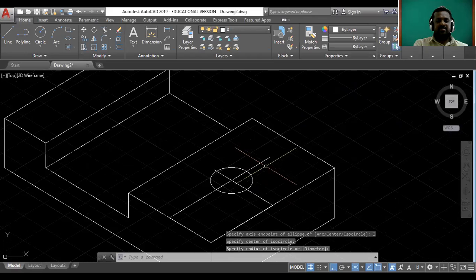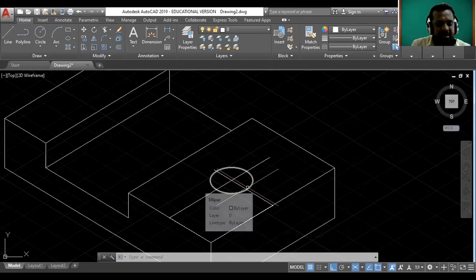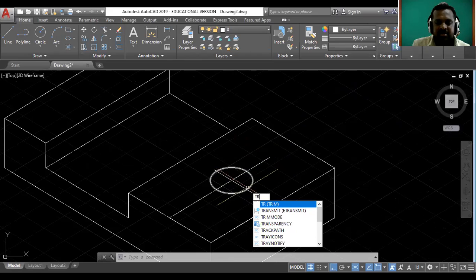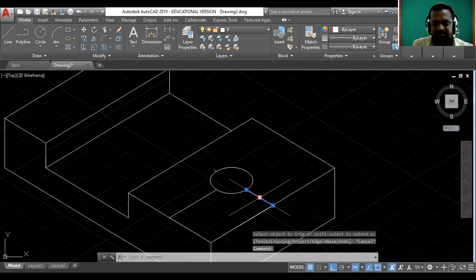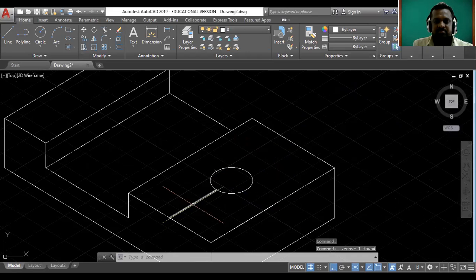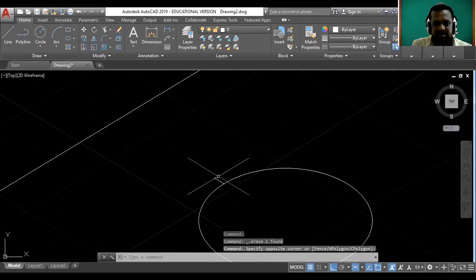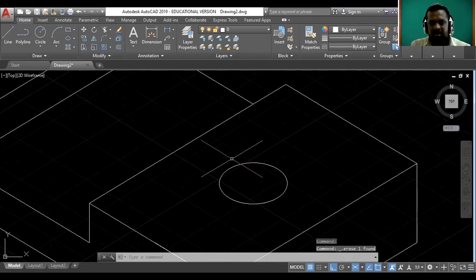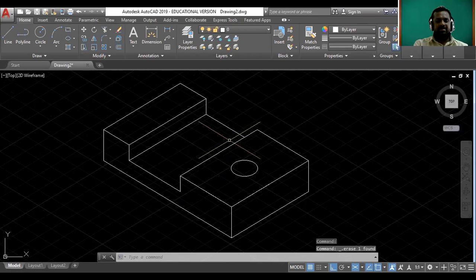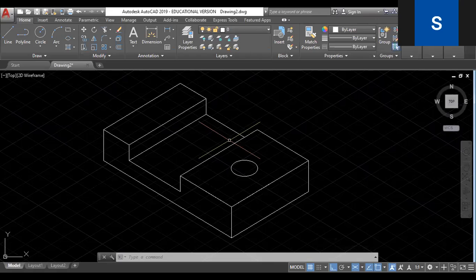In this way, we will draw. Okay, and then trim the helping line. TR double enter. See, this is your final thing. So understood? Yes, sir.